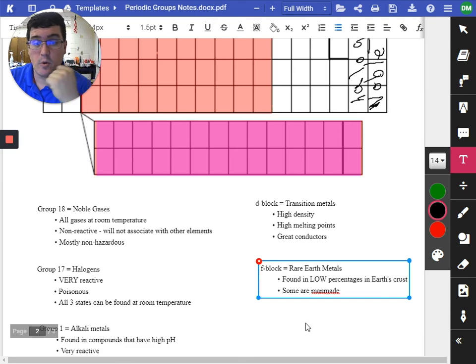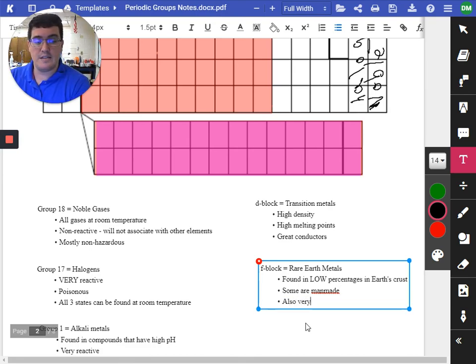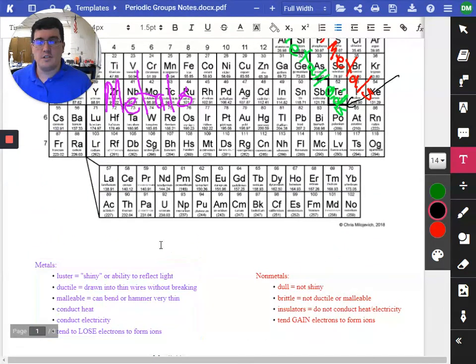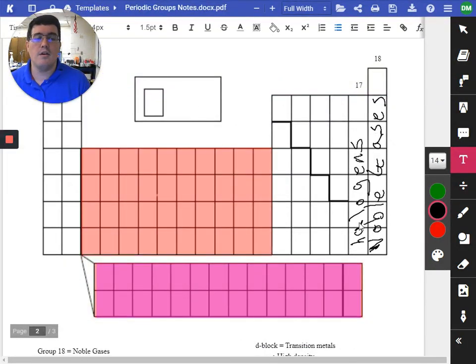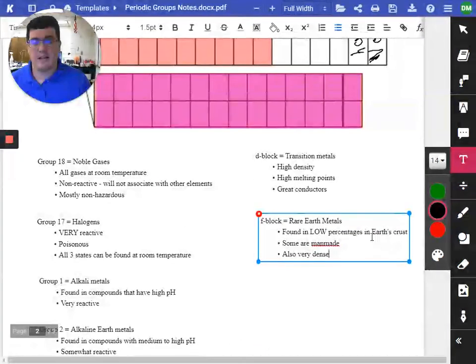Many of these are radioactive. Many of them are also really dense. But they are so rare you often find them coupled with other transition metals. So, for example, cerium, which is here, cerium and lanthanum are often found in tiny percentages in things that have a lot of iron and nickel in them. So many of these are very, very rare, very difficult to find, difficult to isolate.